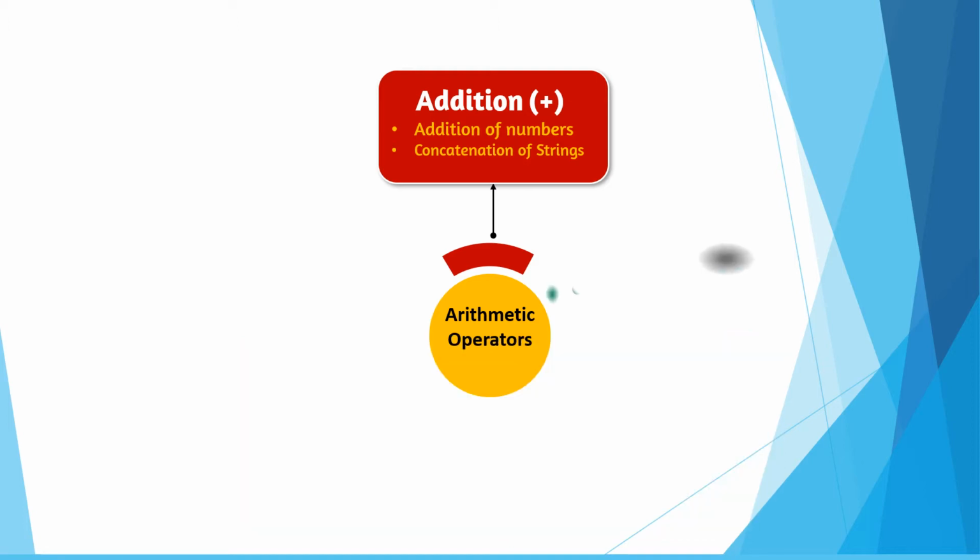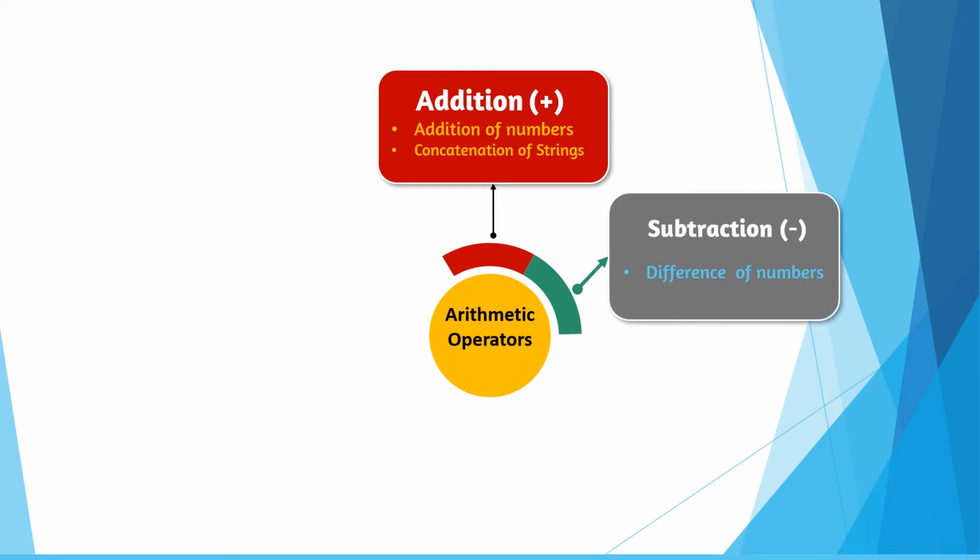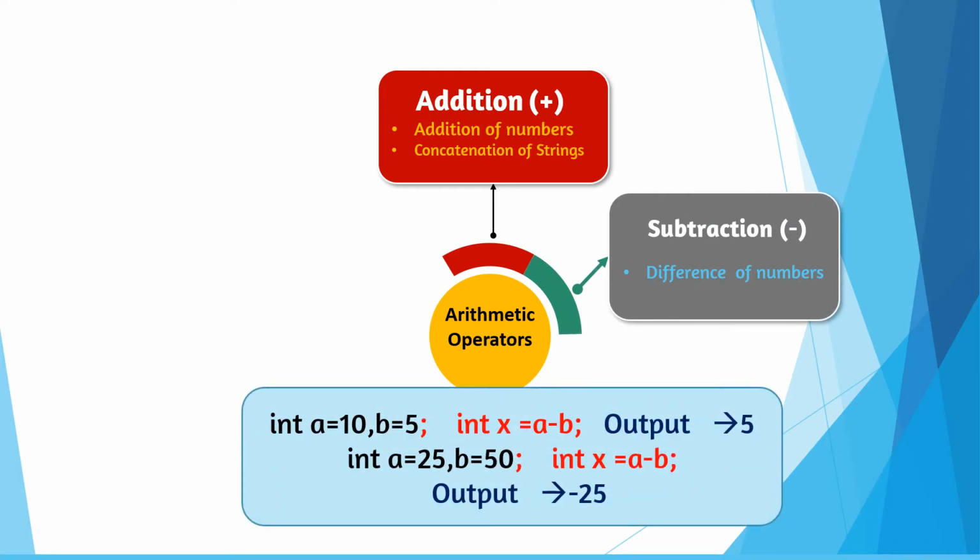And the second arithmetic operator is subtraction. This will give you the difference of numbers. Here, int A is equal to 10 and B is equal to 5, X is equal to A minus B, means 10 minus 5, answer will be 5. And int A is equal to 25 and B is equal to 50. X is equal to A minus B. That means 25 minus 50 will give you minus 25. So subtraction will give you the difference between two numbers.